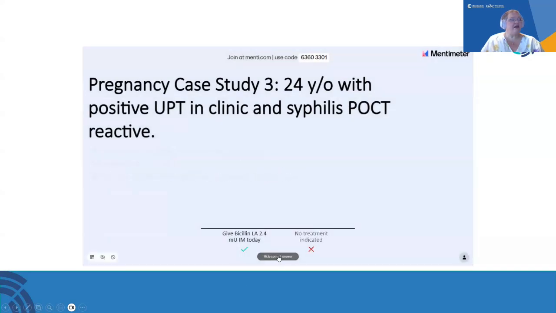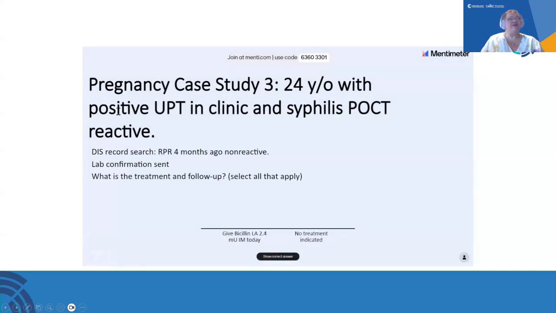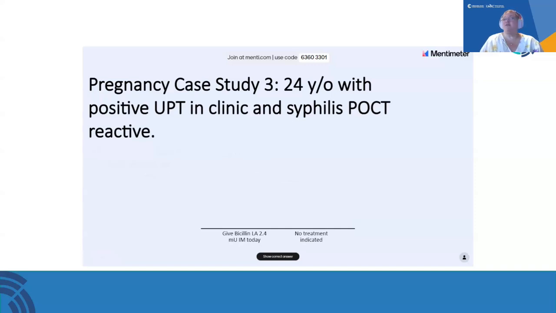Let's say a 24-year-old with a positive UPT in clinic and syphilis point of care is reactive. First of all, for the purposes of our pilot, if you get a positive UPT and you get a positive point of care test, what are we going to do? Do we give the bacillin today or no treatment?